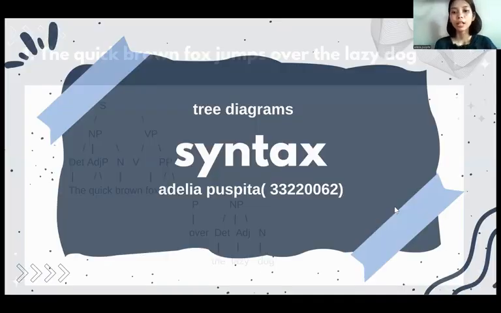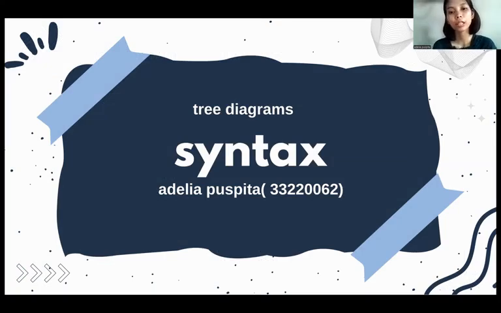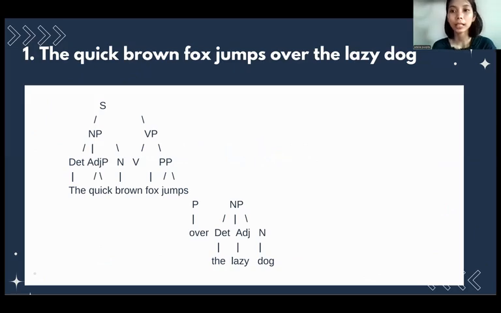Okay, so the last thing we're going to talk about is tree diagrams in syntax. They have some tree diagrams, and then I will explain them. The first sentence is "The quick brown fox jumps over the lazy dog."